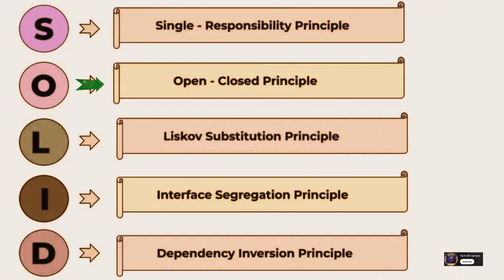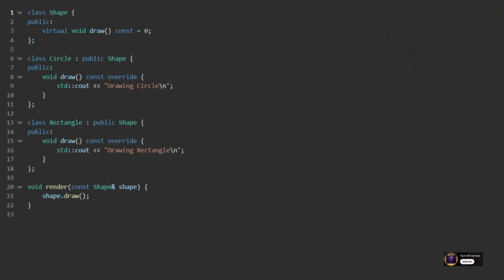O stands for Open Closed Principle, OCP. It states that software entities, like classes, modules, functions, etc., should be open for extension but closed for modification. Example, suppose you have a class that draws different shapes. Instead of modifying the class to add new shapes, you can extend it by creating new subclasses. Here, we can add new shapes without modifying existing code. This principle encourages designing software so that new functionality can be added without changing existing code.